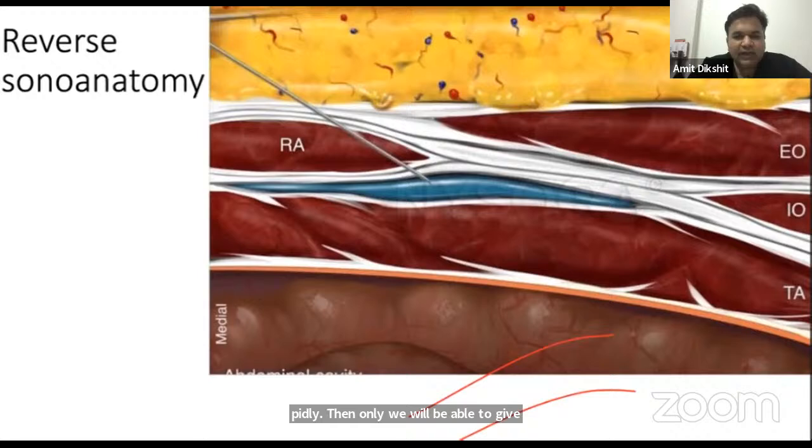So we have to be careful to open up this space nicely, and it is in continuation with the TAP space on the lateral side. So this is how it can be done very well.